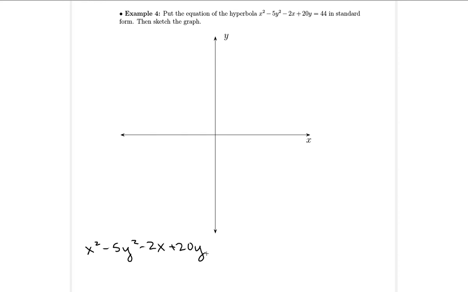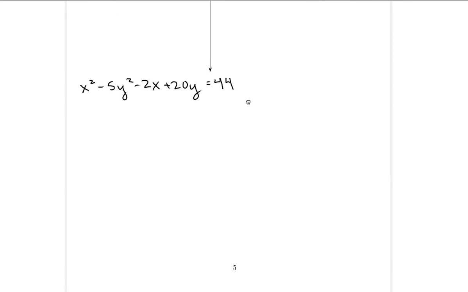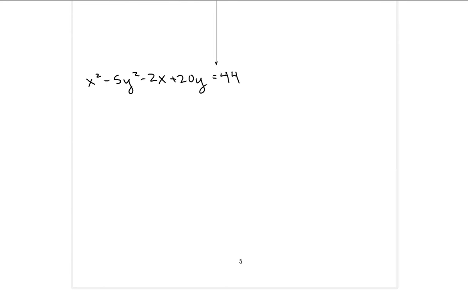And as we talked about with ellipses, that task starts by getting the x terms together and getting the y terms together. So I'll just reorder things. X squared minus 2x minus 5y squared plus 20y is equal to 44.